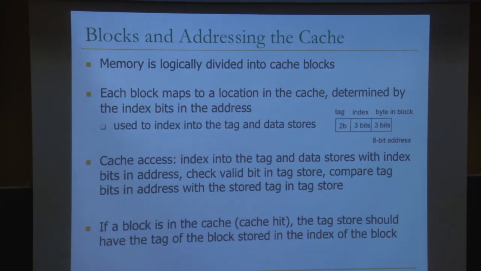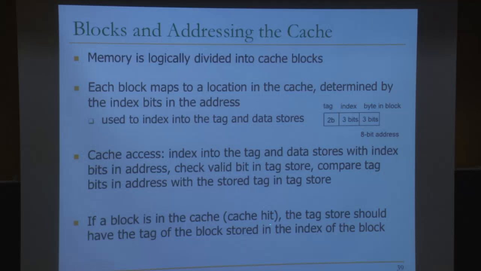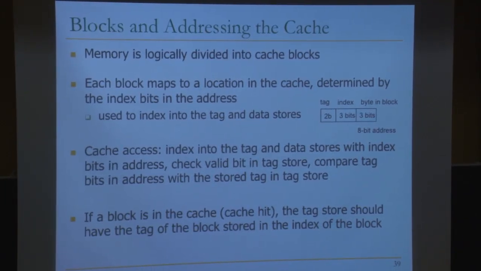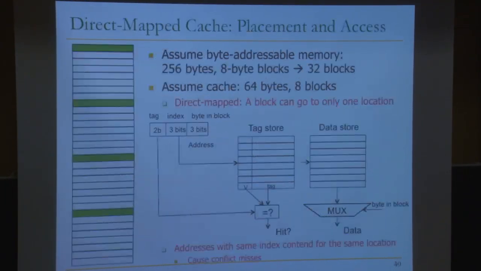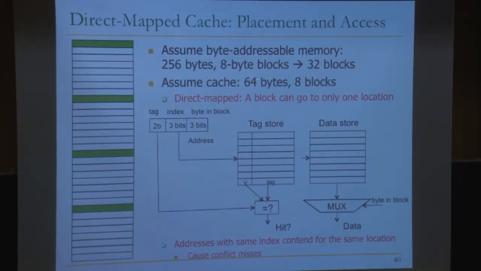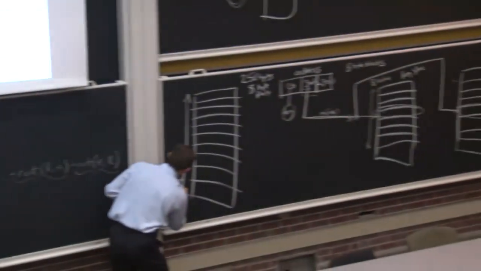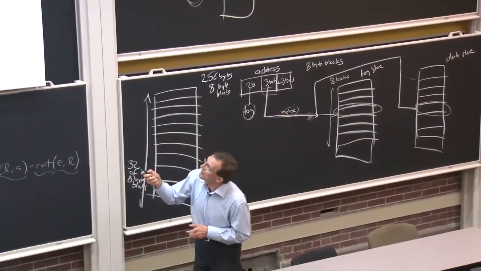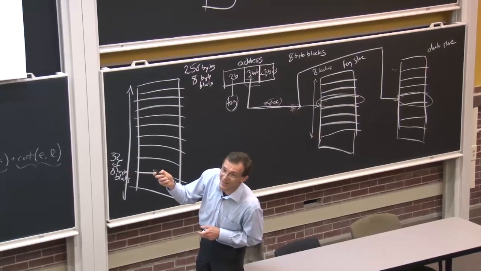So let's take a look at the running example. If a block is in the cache, it's a cache hit, then the tag store should have the tag of the block that's stored at the index of the block. Let me give you an example. We're assuming byte addressable memory, 256 bytes, 8-byte blocks, which means that the memory has 32 of these 8-byte blocks. And let's also assume that you have a cache that can store 64 bytes of data, that is, 8 blocks.